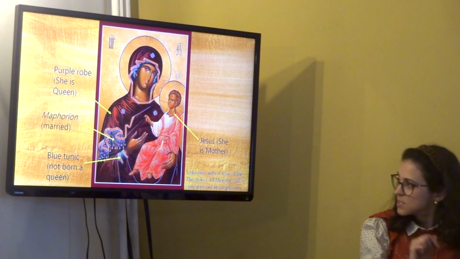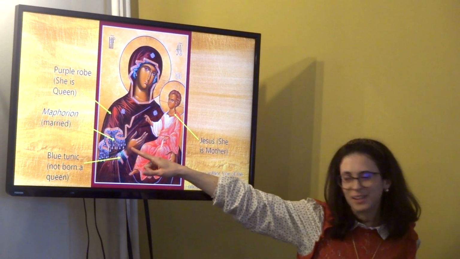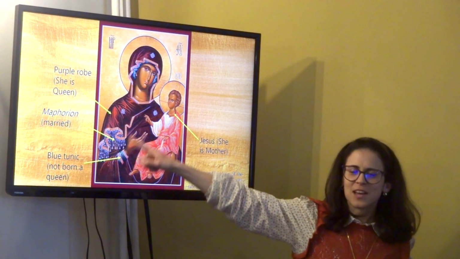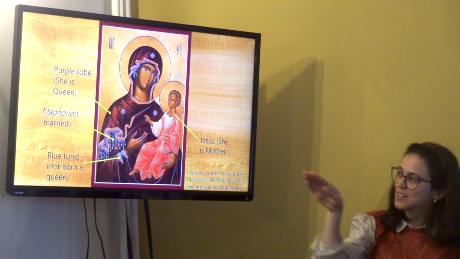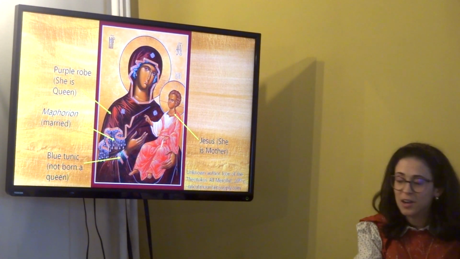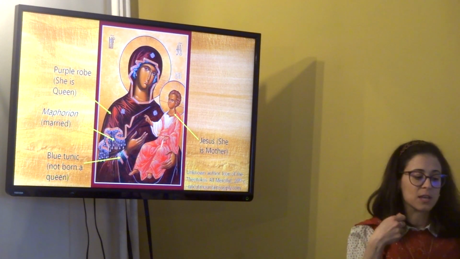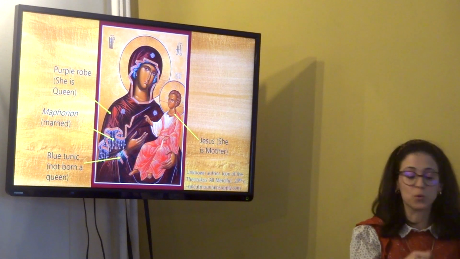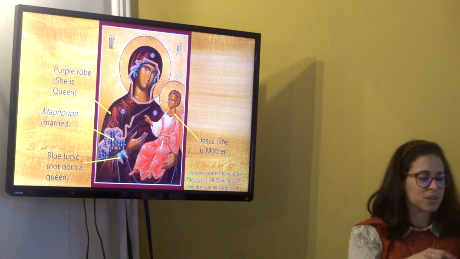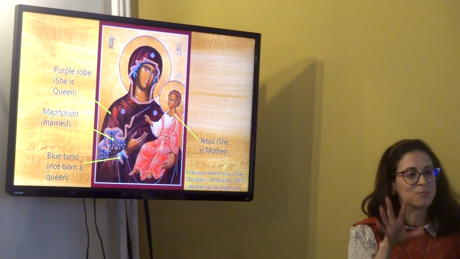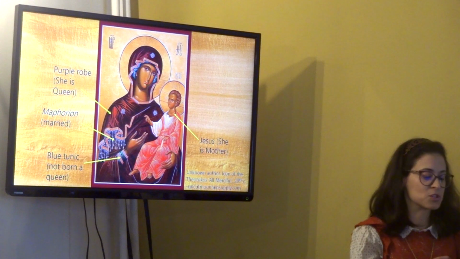So then you can see those. What are those called in English? Tassels. Thank you. That's the edge of the maphorion, which was a large veil that traditionally Greek married women would wear. So that signifies that she is married, but we don't want people to get confused. We want to say that she is married, she's a mother, but she's also a virgin.